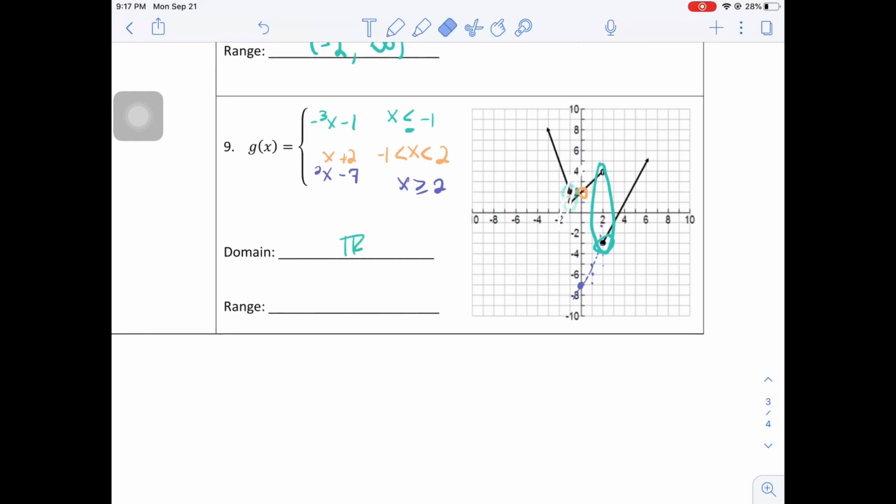The range, if we go to the lowest value, the lowest value on this graph is right here. So that's negative 3, and it's included. And then this graph just goes up forever and ever. So it's going to be negative 3 to infinity.